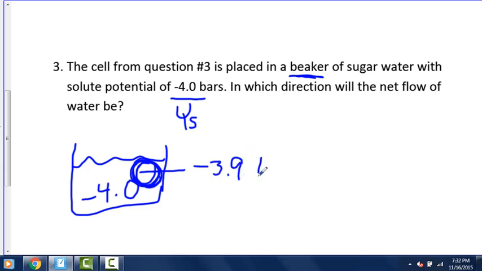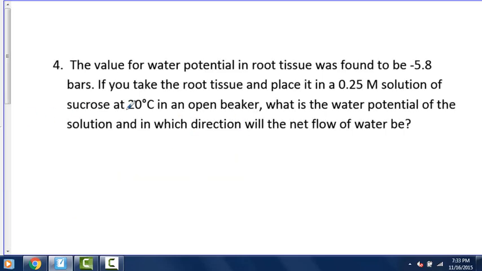So negative 3.9 is higher than negative 4.0. My suggestion is to always put high and low above it. And so water is going to move out of the cell. Now I also have to make an arrow showing that there's also water going into the cell. This is almost isotonic. So at the very beginning, there's going to be more water going out of the cell than into the cell, but it's going to reach isotonic very, very quickly with these numbers. All right, next problem here.